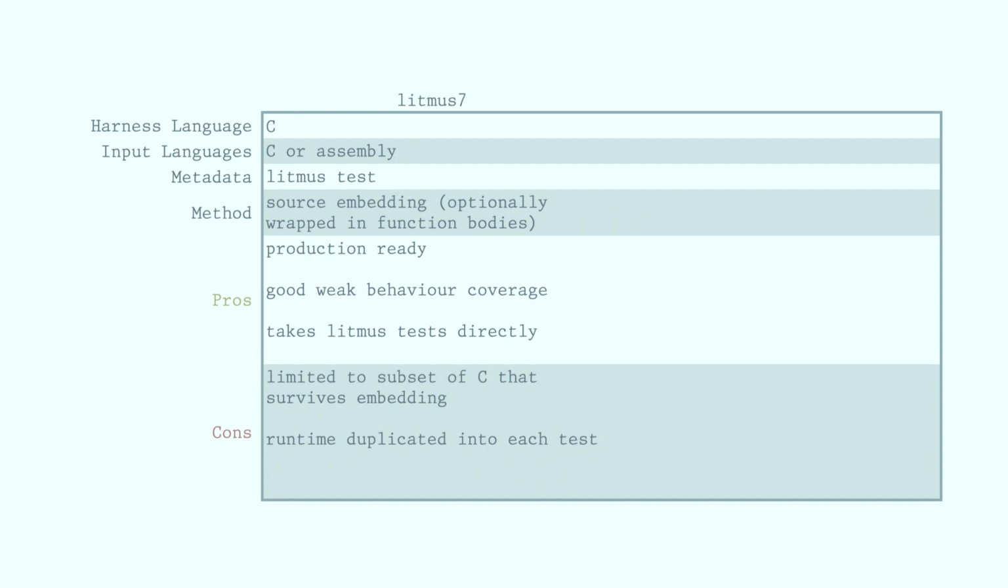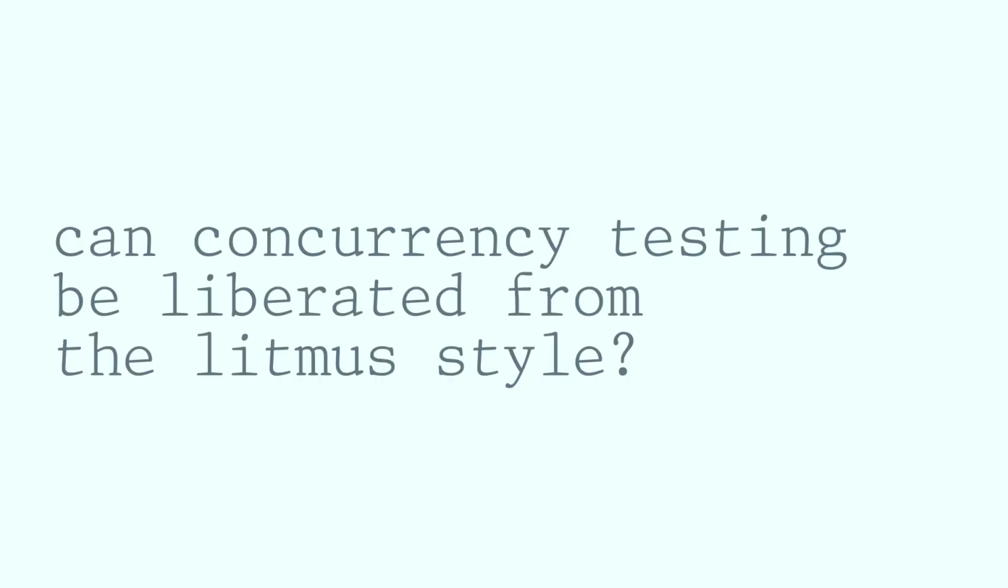The method is source embedding. And it's good because it's production ready. It's had many years of research into how to tease out weak memory behaviours, and it takes litmus tests directly without any sort of pre-processing. But it's also limited to the subset of C that survives this embedding. Even things like trying to return from the internals of those threads starts getting difficult. And also the runtime is duplicated into each test, which kind of makes me twitch from a don't repeat yourself perspective. So, the question of the talk: can concurrency testing be liberated from the Litmus style?